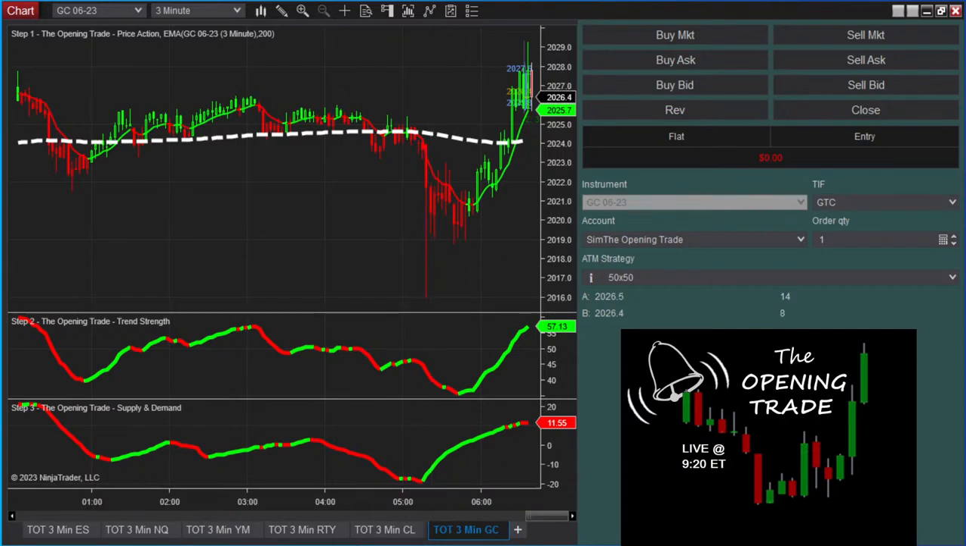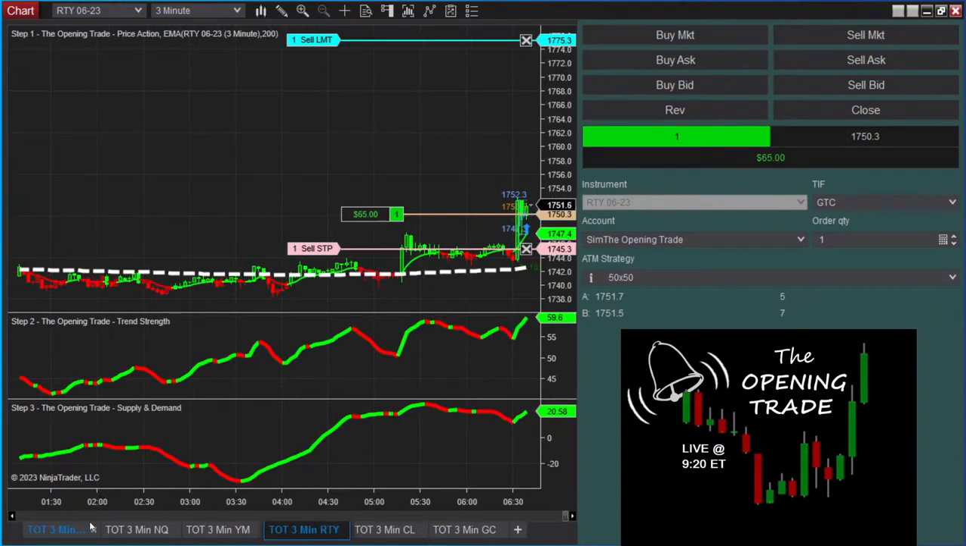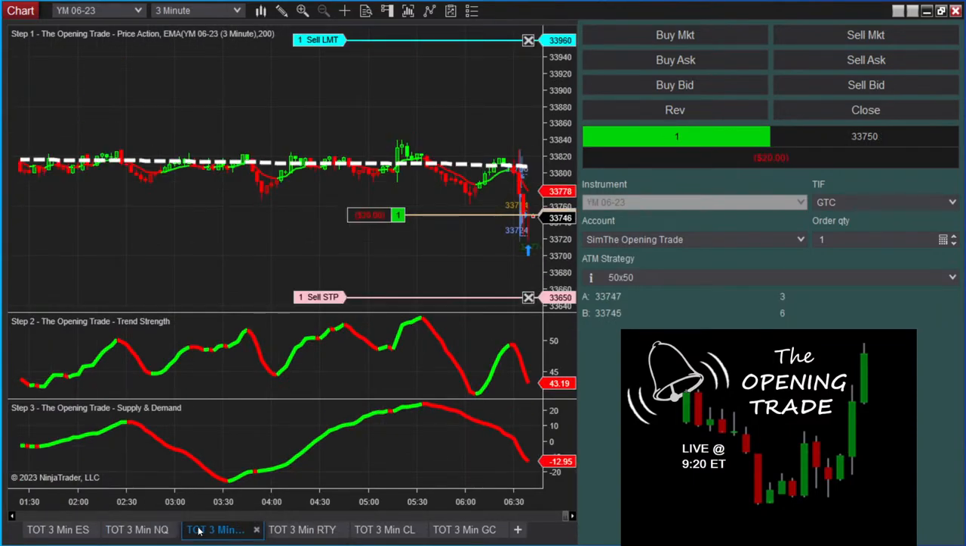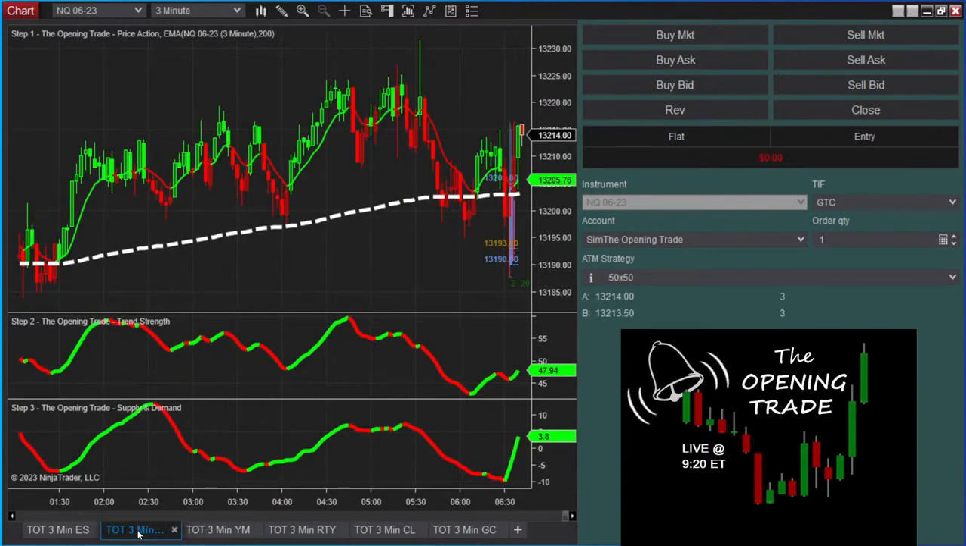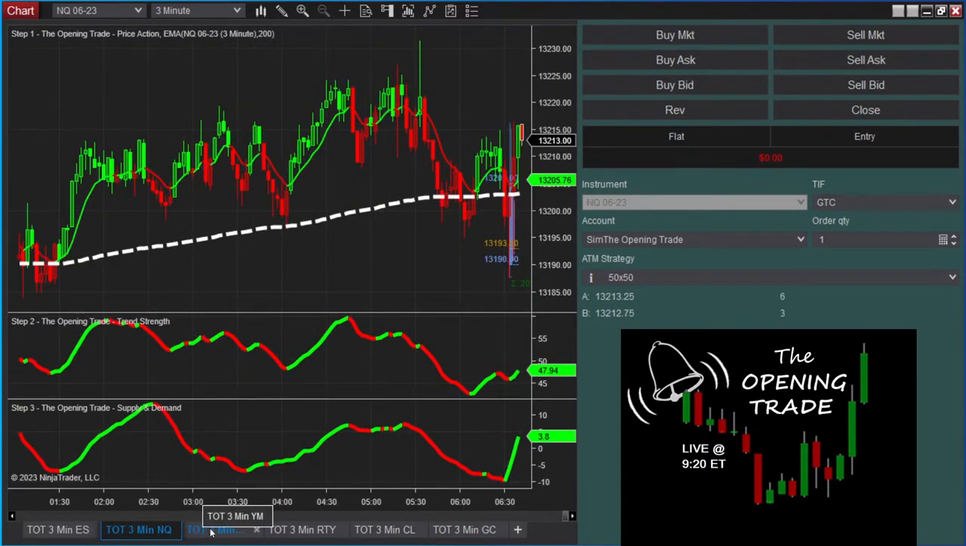All right, so this is gold. This is crude oil. Here's our Russell in an automated trade. The Dow's in an automated trade. And we have less than a minute before we could potentially see NASDAQ and S&P fire off, as long as each individual chart indicator has been met.